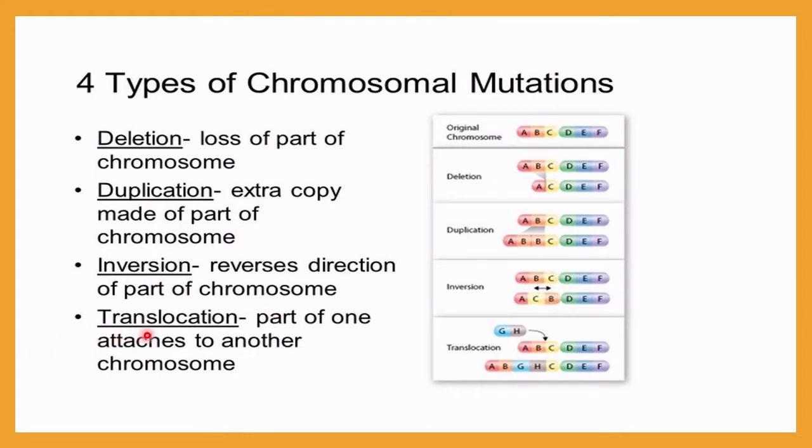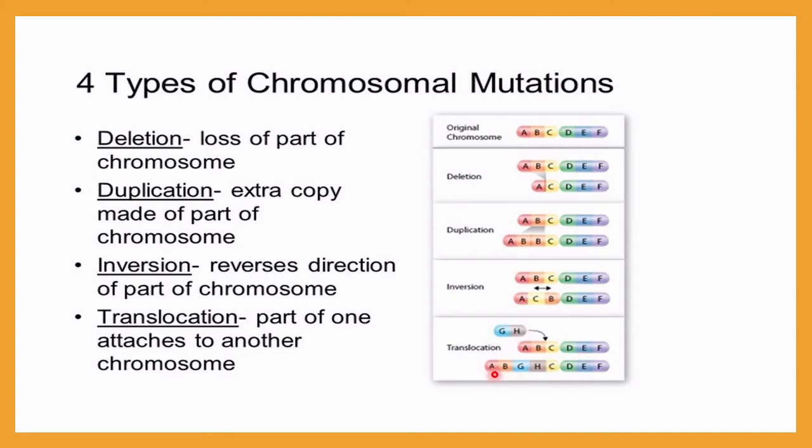Next is a translocation. A part of one chromosome attaches to another chromosome. Here you can see A, B, C, D, E, F. And here you can see A, B, and this part GH is not a normal part of this chromosome, but anyhow it will join this one. This portion is added, translocated from another chromosome.